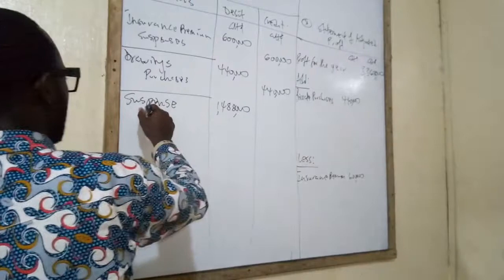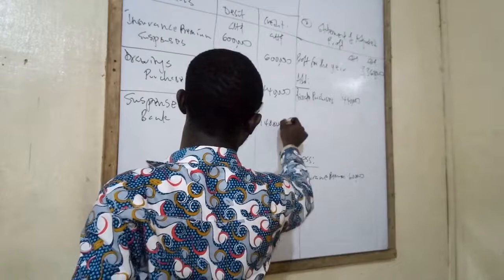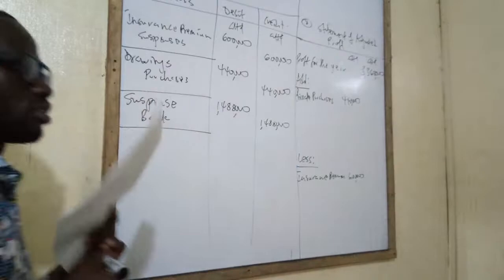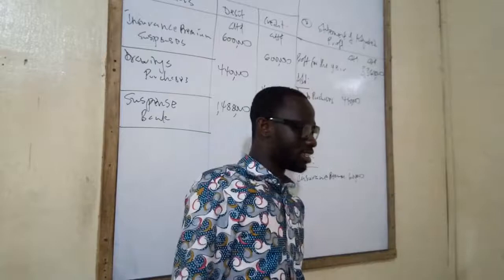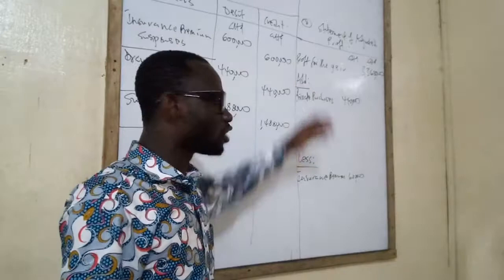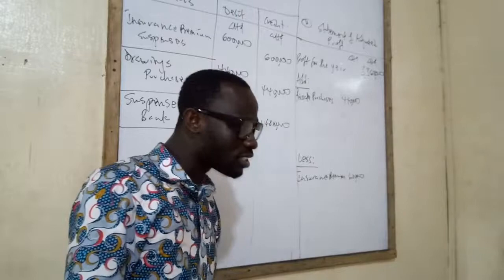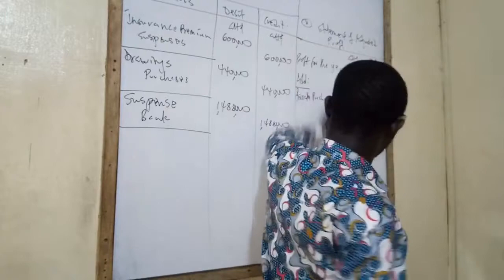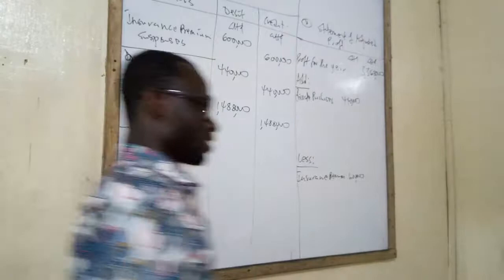Now, will this have any effect on our profits? When we were preparing the financial statement, did we ever bring any bank balance inside? Wasn't bank balance a balance sheet item? Would it have any effect on our profit? This one will not have any effect on our profit. It's a balance sheet item, so it doesn't have any effect in the income statement. So that is it. D.